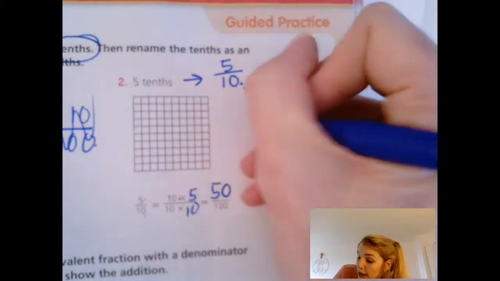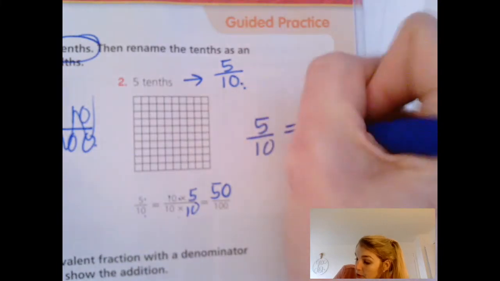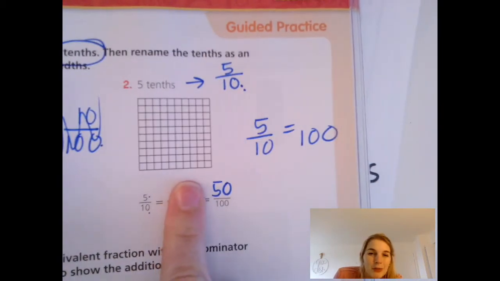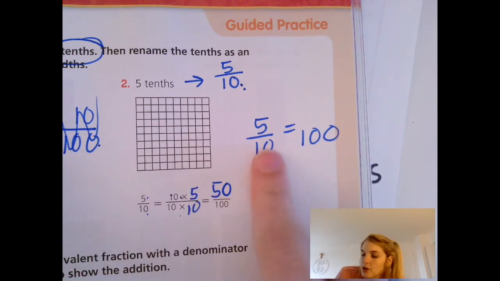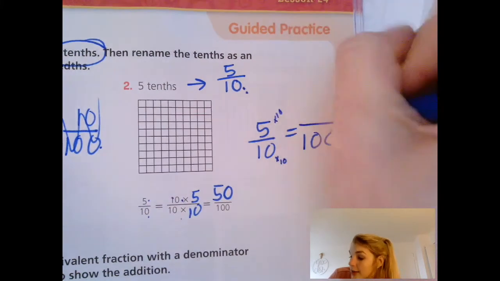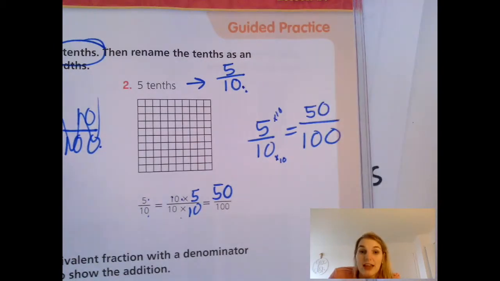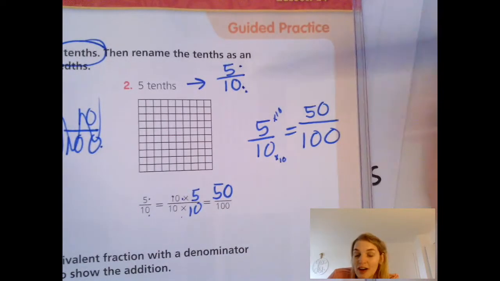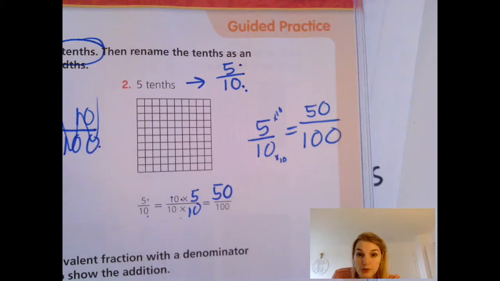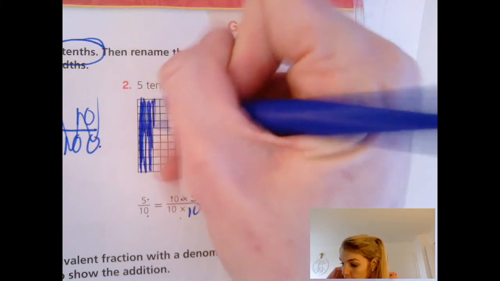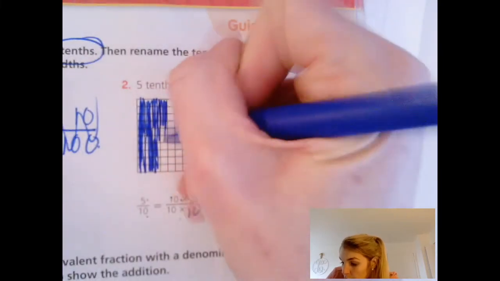So if you like writing it my way better, that is absolutely great, whatever works best for you. I cut out this middle step right here because I think it can get kind of confusing. So 10 times 10 is 100. 5 times 10 is 50. So now I know that I need to shade 50 of these. I also knew what to do because 5/10 would just be 5 rows of 10. 1 row of 10, 2 rows of 10, 3 rows of 10, 4 rows of 10, 5 rows of 10.